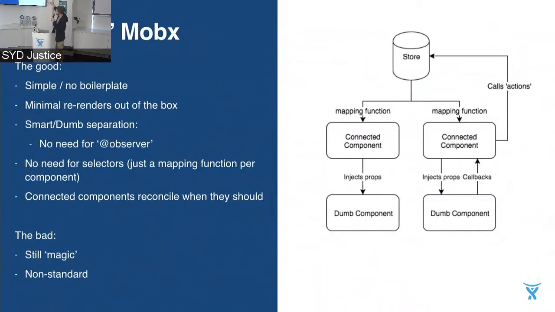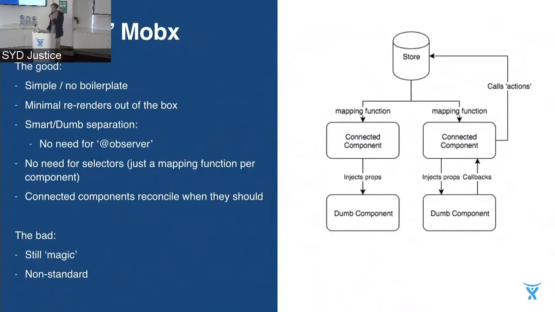And yeah, that kind of leads on to the fact that the connected components will only reconcile when they should. So it's not like Redux where if I change the state, I need to look at every connected component. I'll only look at the ones that matter when the state changes, which is really powerful.